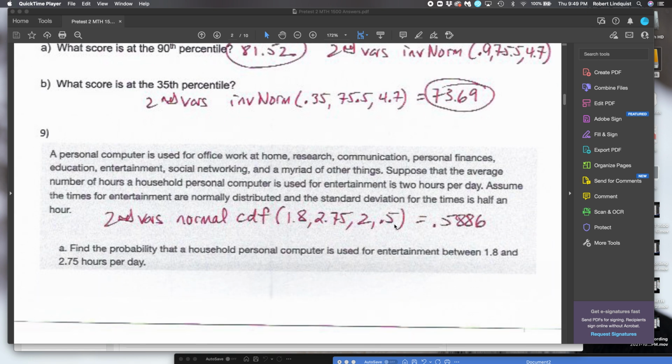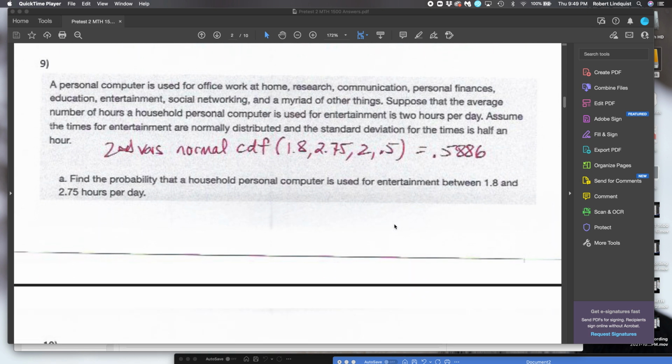Okay? Number 9. A personal computer is used for office work at home, research, communications, personal finances, etc. Suppose that the average number of hours used for a day is 2 hours per day, and assume that these times for entertainment are normally distributed. That's normal curve, and the standard deviation is half an hour. Half an hour is 0.5. So find the probability that a household's personal computer is used for entertainment between 1.8 and 2.75 hours per day.